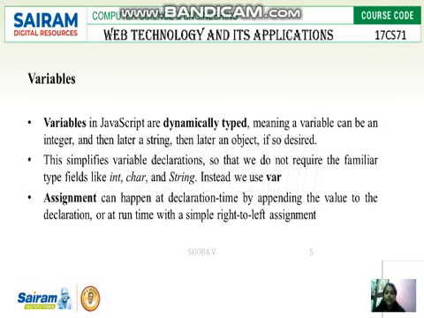An assignment can happen at declaration time by appending a value to the declaration, or at runtime with a simple right to left assignment. This assignment operator is the same as in previous programming languages. It may be a single assignment operator or a compound assignment, where we can apply plus equal to or minus equal to, and it works in two ways, for primitive type or object type, which we will see now.